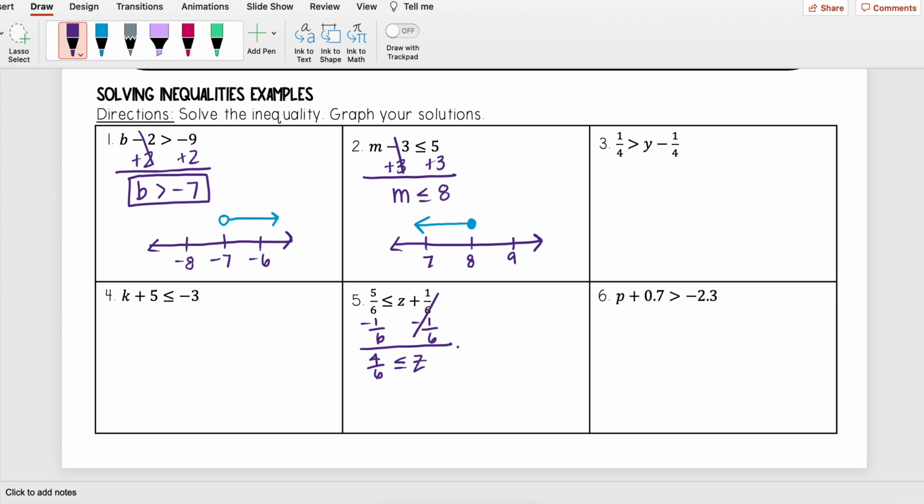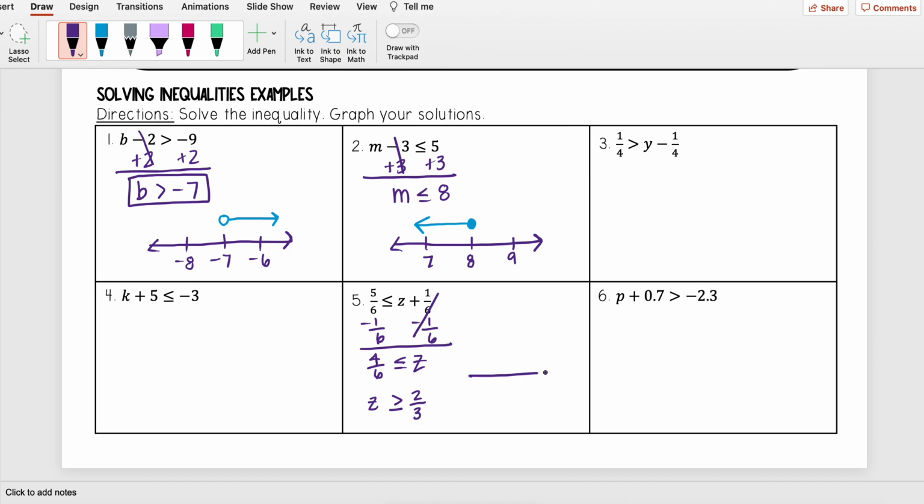And so if you remember from our previous videos, this is a little bit confusing and maybe a little misleading to look at because my variable's on the right hand side. So what I like to do is to go ahead and swap it over. So I'm going to put the z on the left, my 4/6, which is really, when you reduce that, 2/3 on the right. And then I need to also flip this inequality because I need the open end still pointing to my z. So I really have z is greater than or equal to 2/3.